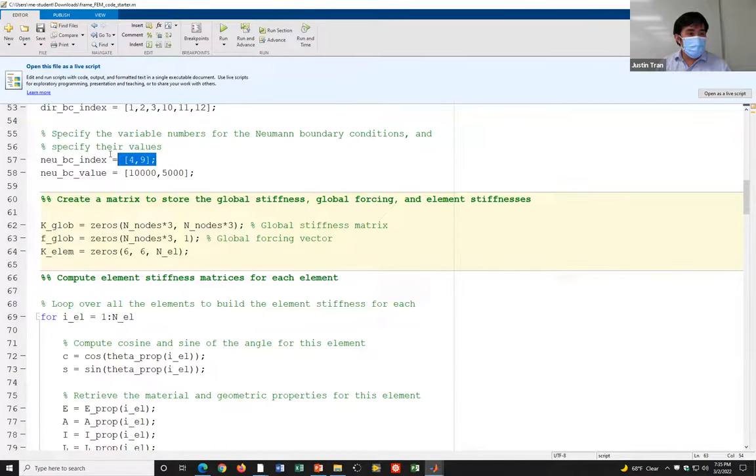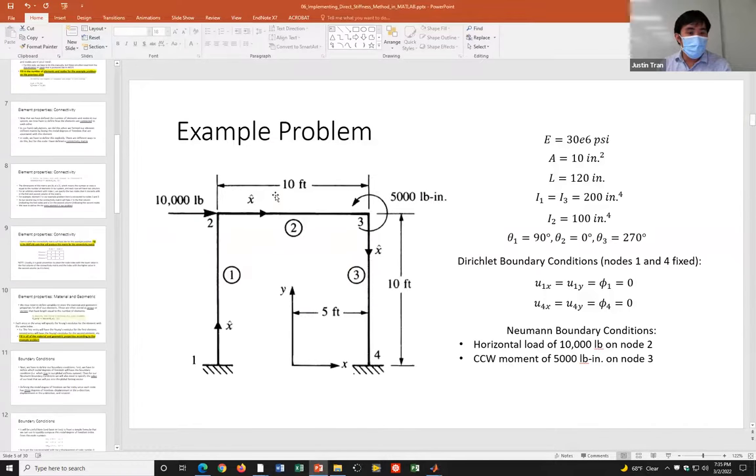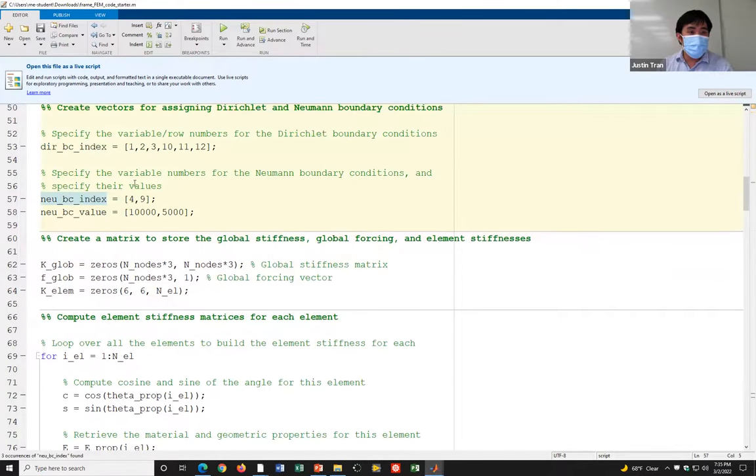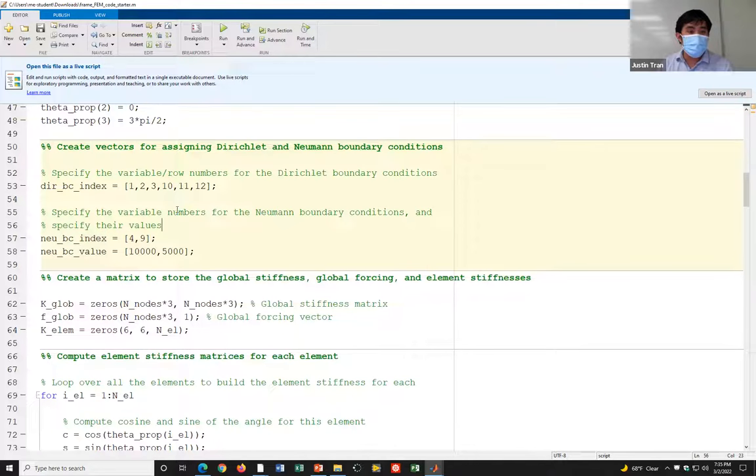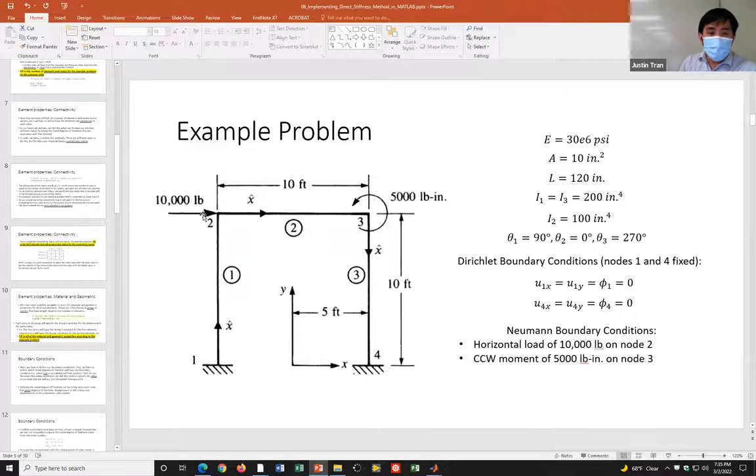I can explain that again. The 4 and 9 here came as a result of where we're going to place our loads. This NoiBC index basically tells the MATLAB code which rows we need to apply our loads to. You can see here from the example problem that we have a horizontal load of 10,000 being applied on node 2.